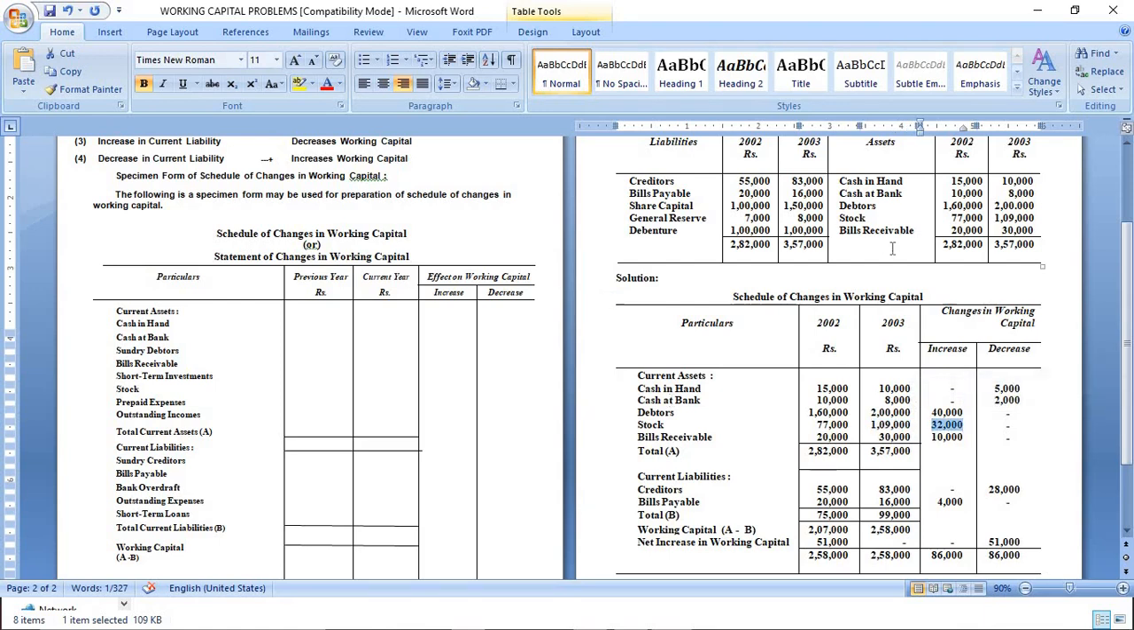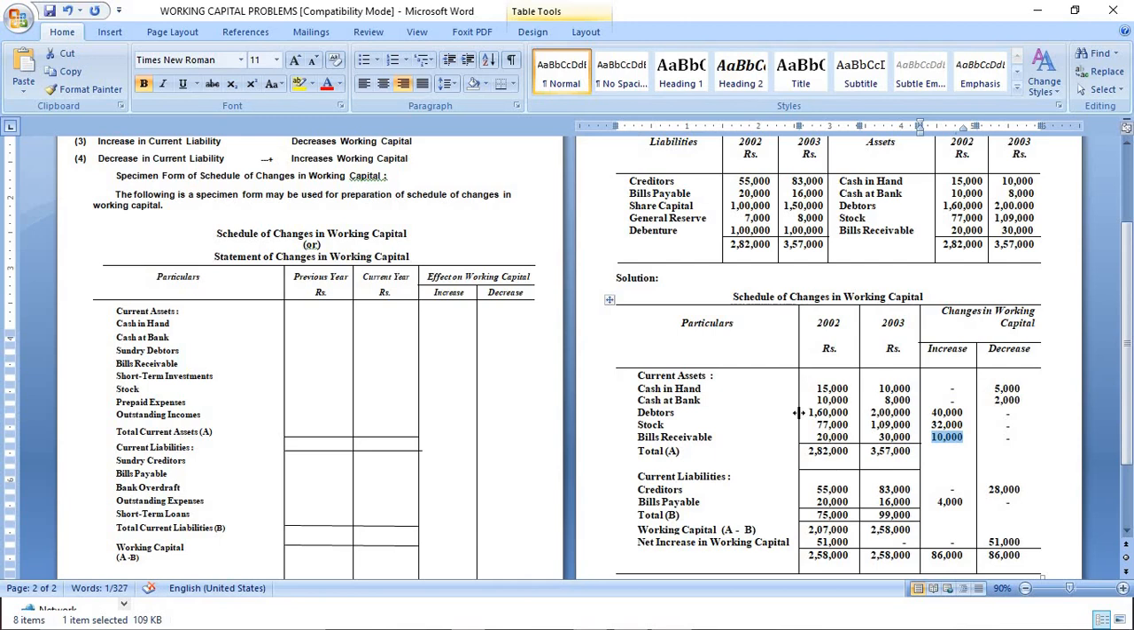Moving further, bills receivable here are 20,000 and 30,000. Same, bills receivable I have mentioned 20,000, 30,000. Now is it increasing or decreasing? It is increasing because in 2002 we had 20,000, but in 2003 it is 30,000. What is the difference between that? 10,000. So 10,000 is an increase. The rest I just mentioned with a dash for my sake.